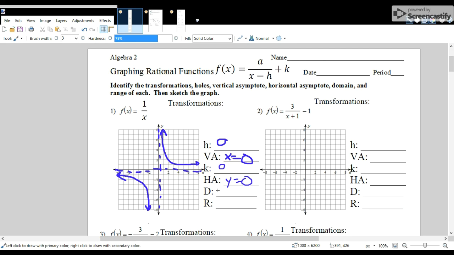Domain is going to be from negative infinity to 0 and 0 to positive infinity. Pretty much everything except for x can't equal 0. Your range, same thing. And for transformations, since this is the parent function, there's no transformations.